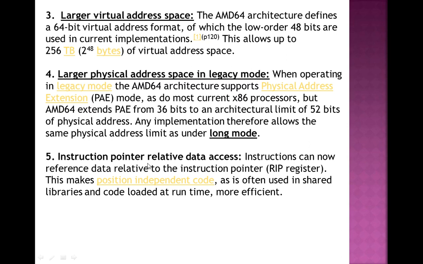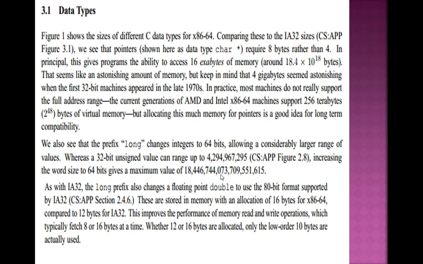Then the last one is instruction pointer relative data access. It means we can access the data with the use of RIP, that is, relative to the instruction pointer register. So these are the striking features provided by x86-64.